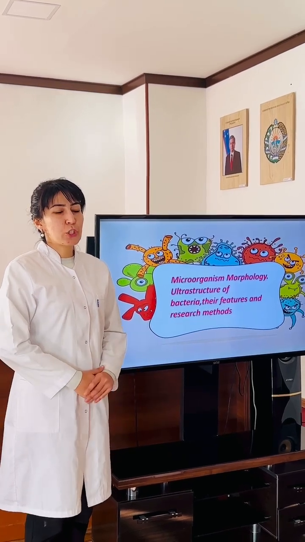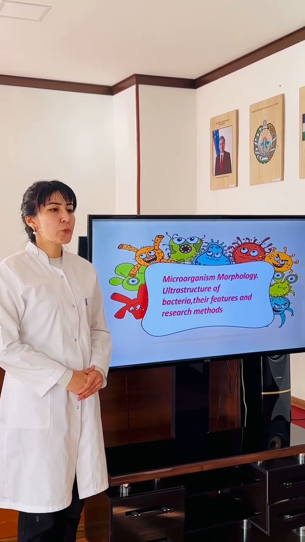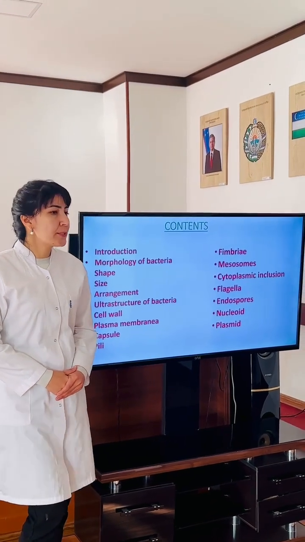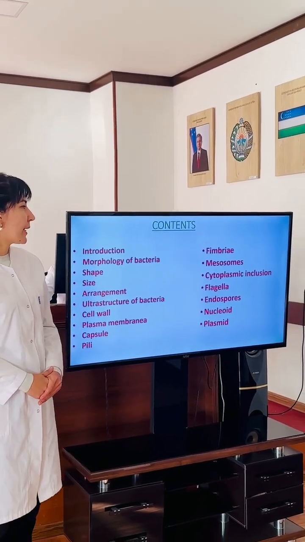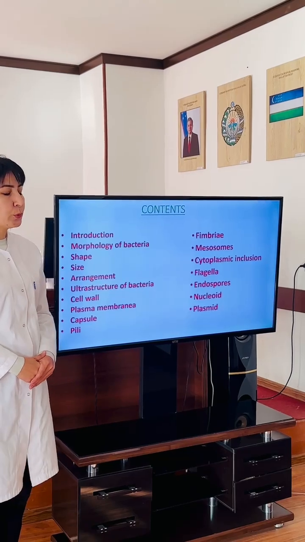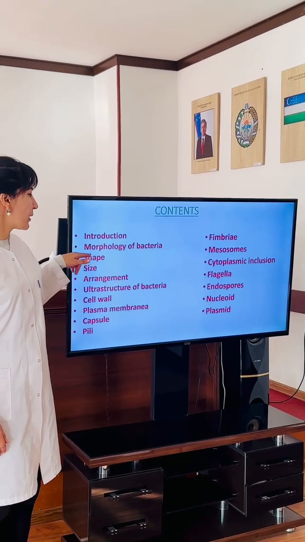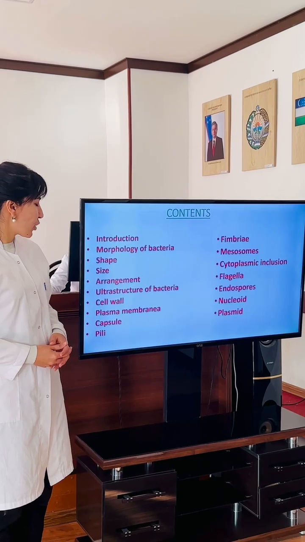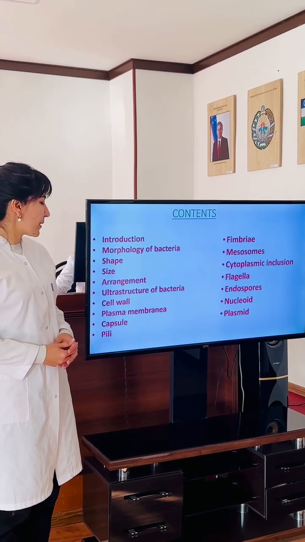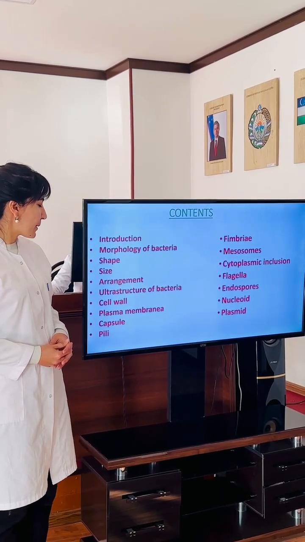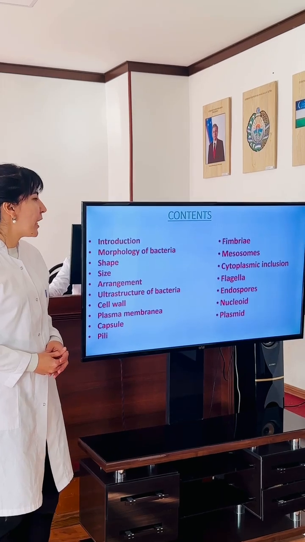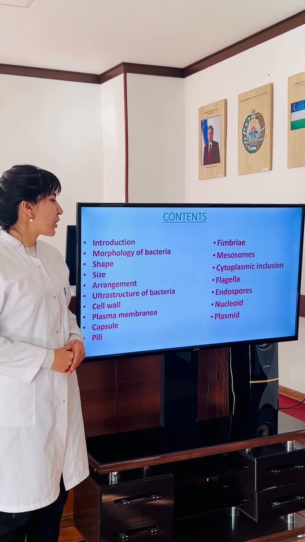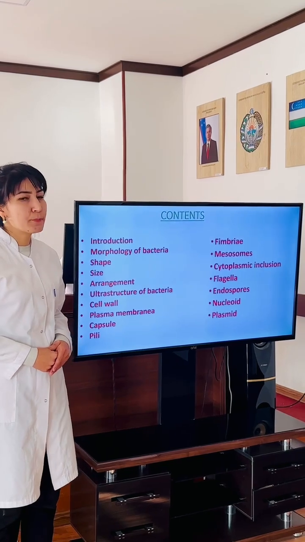Microorganism morphology, ultrastructure of the bacteria, the factors and research methods. Today we consider these, and if you look at the contents, we must see the introduction, morphology of the bacteria, shape, size, arrangement, ultrastructure of the bacteria, cell walls and plasma membrane, capsule, pili, fimbriae, mesosomes, cytoplasmic inclusions, flagella, endospores, nucleus, and plasmids.